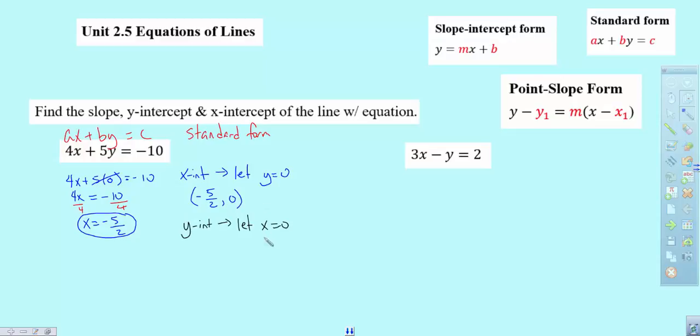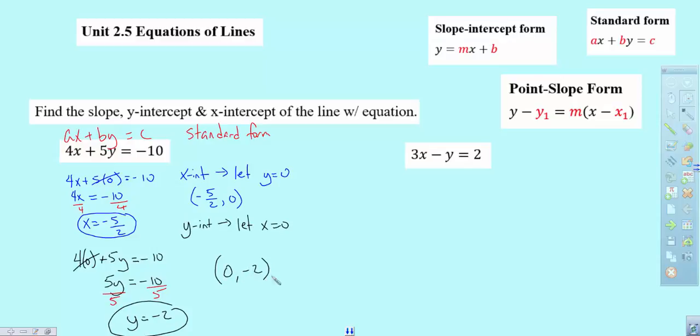We look at the y-intercept, it goes the same way. So we come across, and let's use red on this one. We got 4, and we let x be equal to 0, plus 5y is equal to negative 10. Obviously the 4 and the 0 turn into 0, so I get 5y equals negative 10. I divide by 5, I divide by 5, and I get y is equal to negative 2. So that means that my y-intercept would occur at 0 comma negative 2.